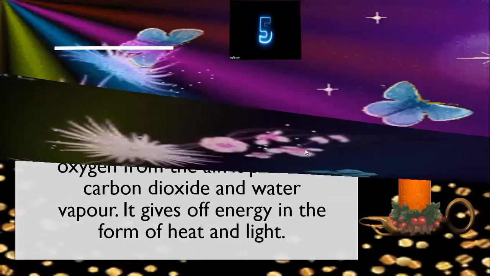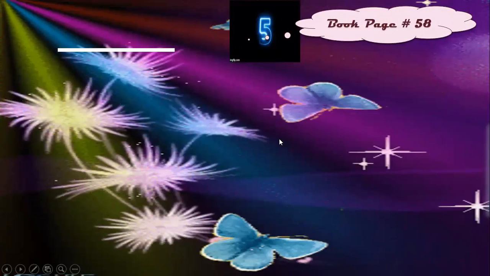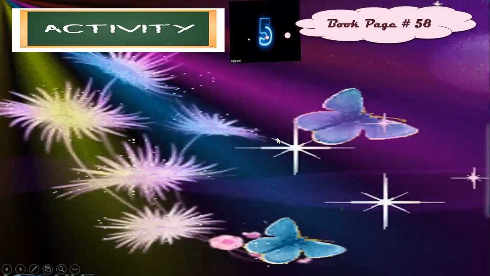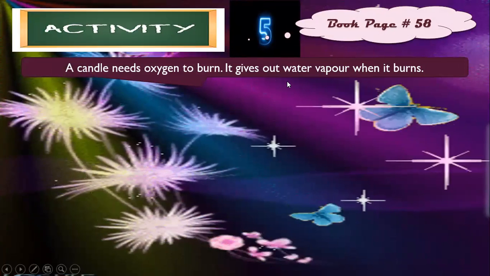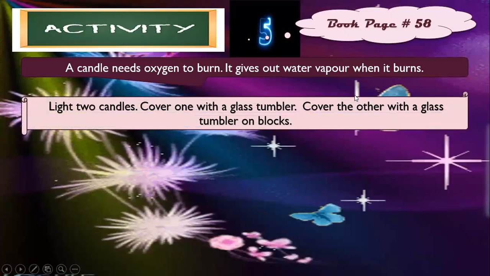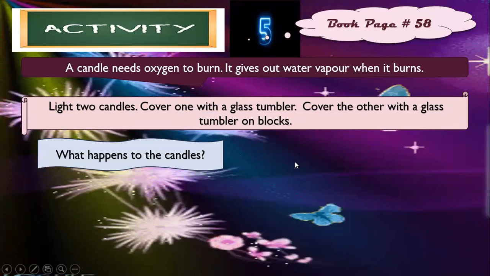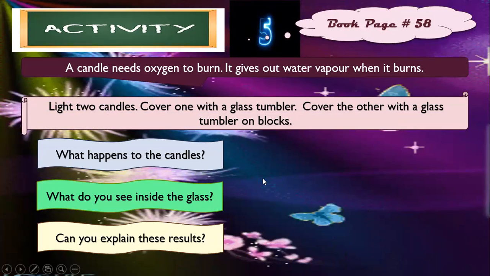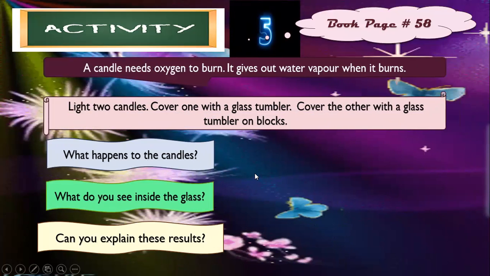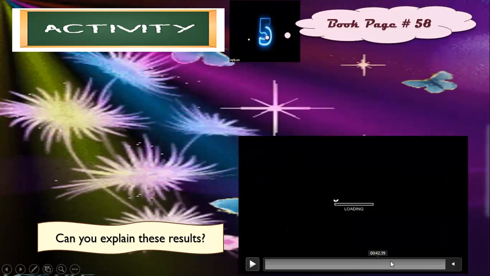So we are going to perform an activity which is in your book, page number 58. It is activity number 5. A candle needs oxygen to burn. It gives off water vapor when it burns. So here, what happens to the candle and what do you see inside the glass, and can you explain these results? All these questions will be sorted out after watching this video.